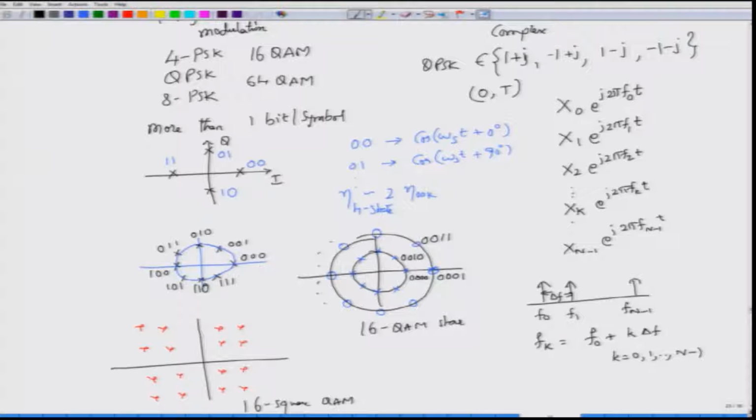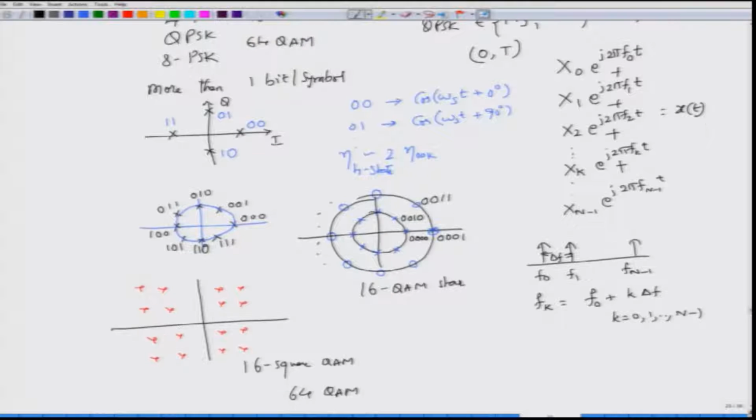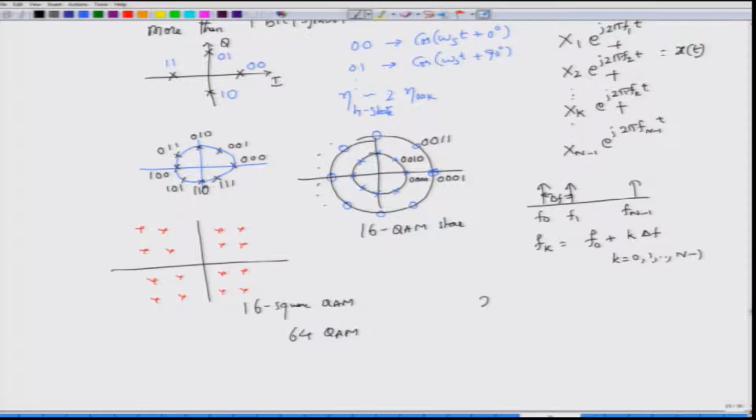Now that you have multiplied all these signals with their bank of modulators, you sum all of them and call the resulting signal x of t. So, this x of t is what is called a multi-carrier signal, and in short we can write this as the sum over k equals 0 to N minus 1 of x_k e^{j2πf_k t}.